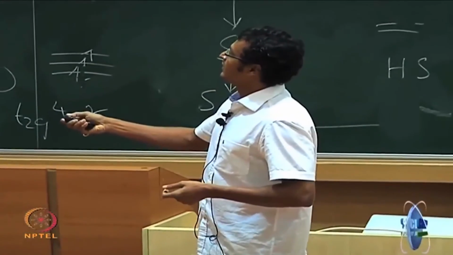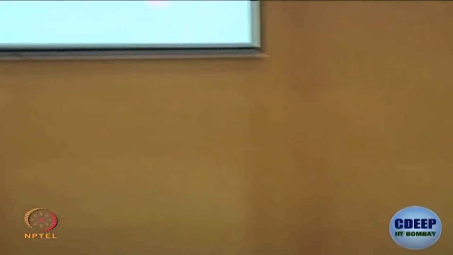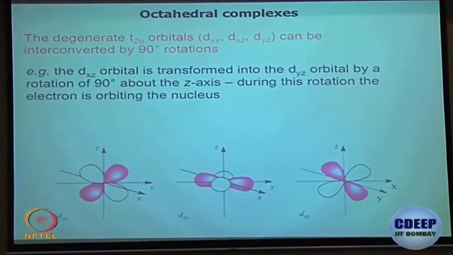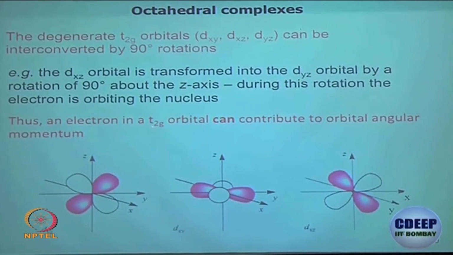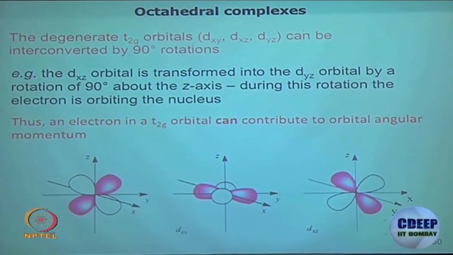Now, the degenerate t2g orbitals dxy, dxz, dyz can be interconverted as shown here. You just rotate a little bit, you can interconvert, right? Thus, an electron in a t2g orbital can contribute to orbital angular momentum.